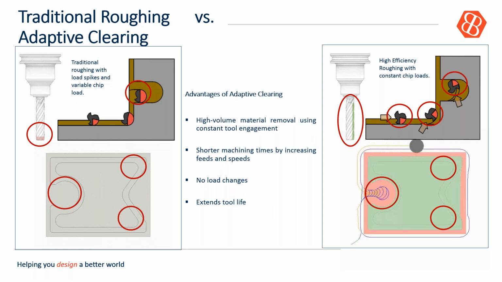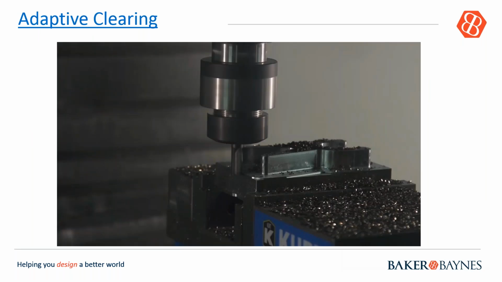In contrast, adaptive clearing maintains a constant radial load on the cutter throughout the entire cut. And we don't see those drastic spikes in load. Instead, we see a nice constant load. As a result, we can take a deep cut that uses the full flute of our cutter with a light step over. This actually extends cutter life while reducing runtime. As machinists, when we listen, we can hear the constant sound of a good cut.